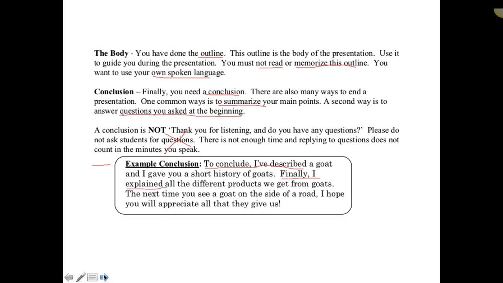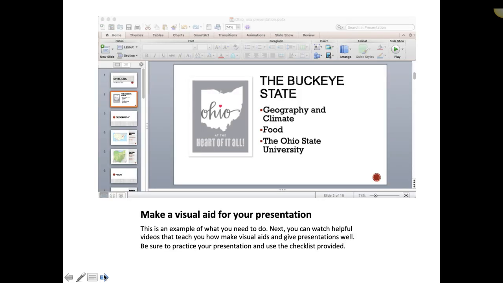So that is giving a presentation. So now you need to make a visual aid and practice your presentation. This is an example of what you need to do. Next, you can watch helpful videos that teach you how to make visual aids and teach you how to give presentations. And be sure to practice your presentation many times using the checklist.